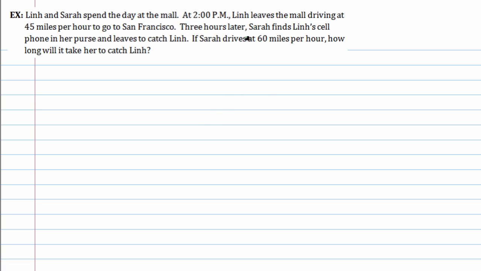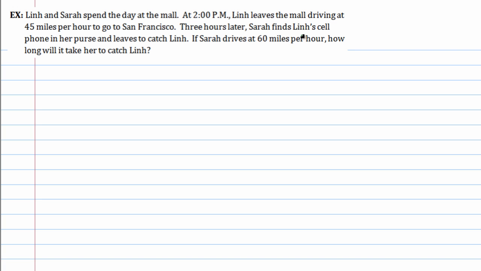Now back to the typical examples that you'll see in a textbook. Okay, this is like the train leaves the station type of problem. At 2 o'clock in the afternoon, Lynn leaves the mall driving at 45 miles per hour to go to San Francisco. 3 hours later, Sarah finds Lynn's cell phone in her purse and leaves to catch Lynn. What a good friend. Not realistic at all. Well, let's see. If Sarah drives at 60 miles an hour, how long would it take to catch Lynn?